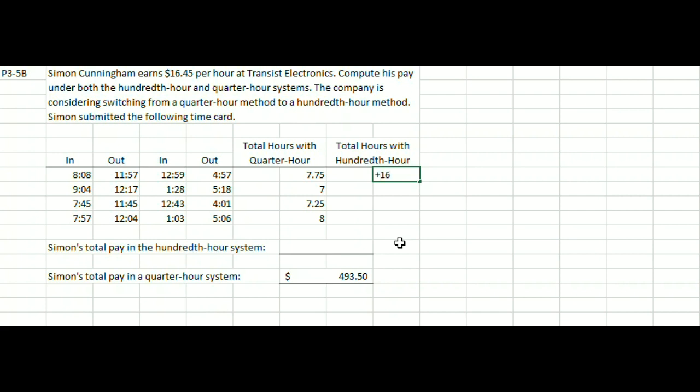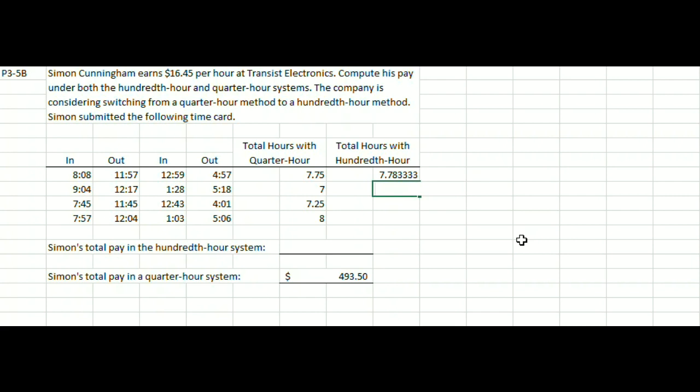So we have 16 for 4 p.m. plus 57 divided by 60 for 4:57 p.m. We will subtract from that 12 plus 59 over 60 for 12:59 p.m. We will add the 11 plus the 57 over 60 for the 11:57, and we will subtract the 8 and the 8 over 60 for 8:08 a.m., for total number of hours on day 1 of 7.783.